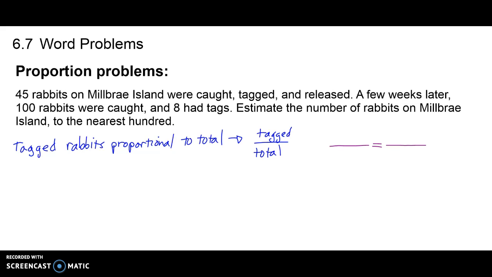And of the rabbits that we caught, 8 were tagged out of a total of 100. That's one of the fractions. The other fraction has to do with this number here, the 45 rabbits that we caught a few weeks ago, tagged. So that's a tagged number. Make sure you put it in the right part of the fraction. And that's all together on the whole island, 45 are tagged. All together on the whole island, what's the population overall? That's our variable. So 8 out of 100, 45 out of the whole population of the entire island, that's the proportionality of what's going on in this problem.